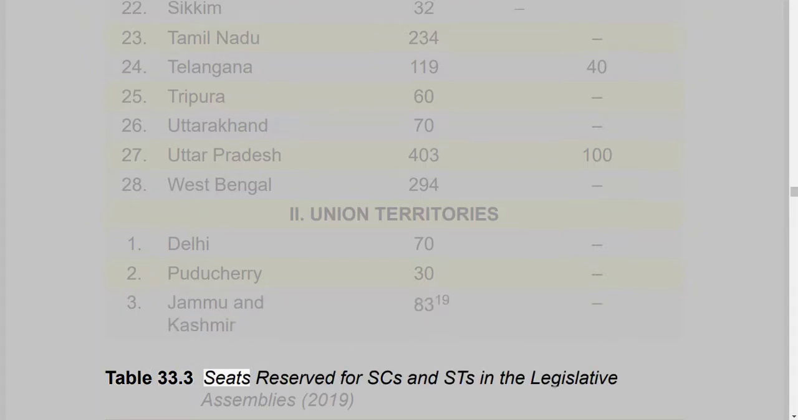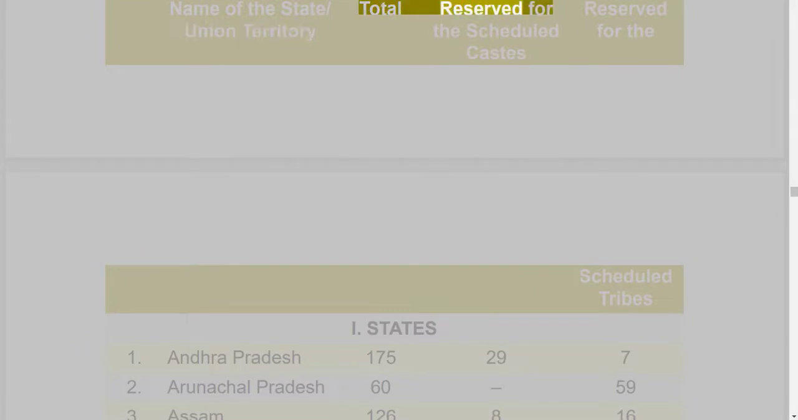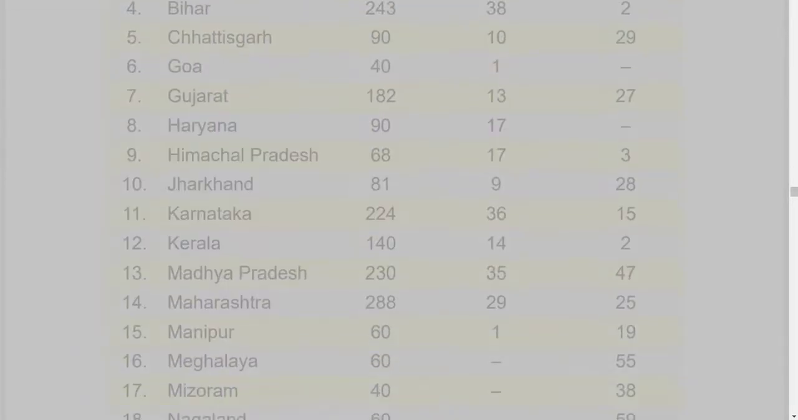Table 33.3 Seats reserved for SCs and STs in the Legislative Assemblies, 2019. Name of the state or union territory, total, reserved for the Scheduled Castes, reserved for the Scheduled Tribes. I. States. 1. Andhra Pradesh 175, 29, 7. 2. Arunachal Pradesh 60, 59. 3. Assam 126, 8, 16. 4. Bihar 243, 38, 2. 5. Chhattisgarh 90, 10, 29. 6. Goa 40. 7. Gujarat 182, 13, 27. 8. Haryana 90, 17. 9.